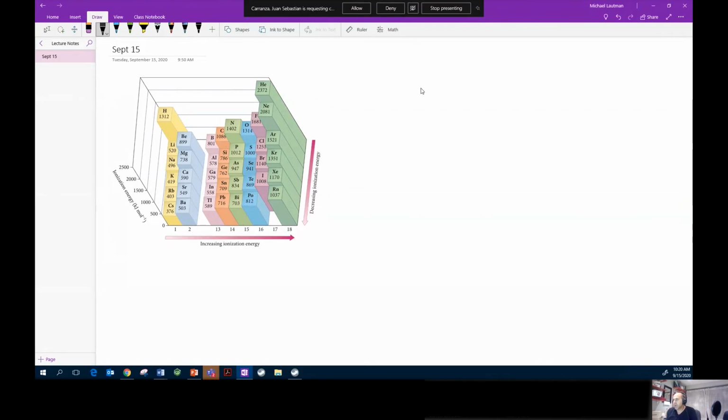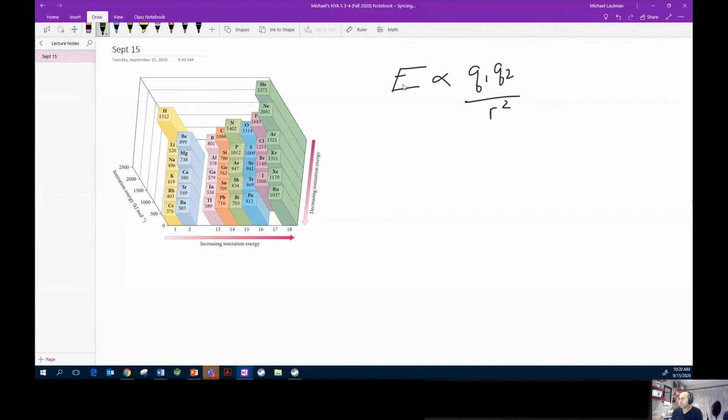So remember, and I mentioned this a while ago, this equation, Coulomb's law, dictates a lot of stuff about the properties of atoms. We said the force of attraction between the valence electrons and the nucleus is dictated by this: the charge of the nucleus, or in some cases the effective nuclear charge, and the distance between them. Now, as we go from lithium to sodium, potassium, and so on, what changes?